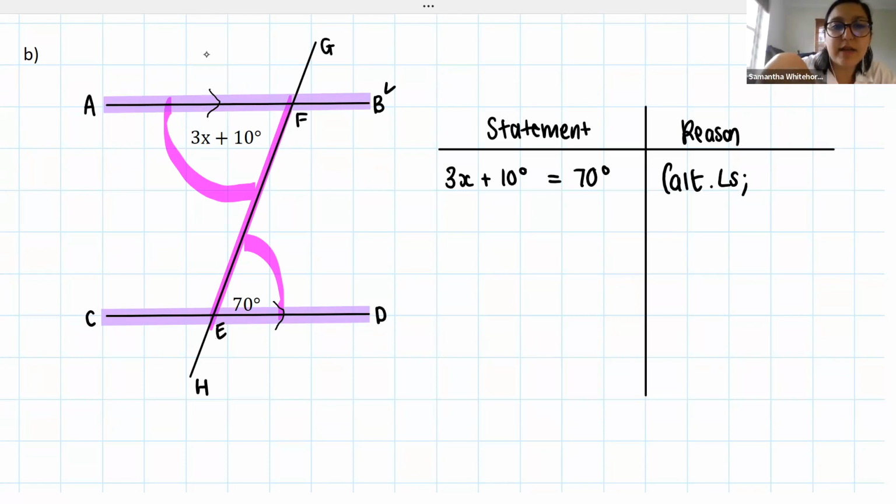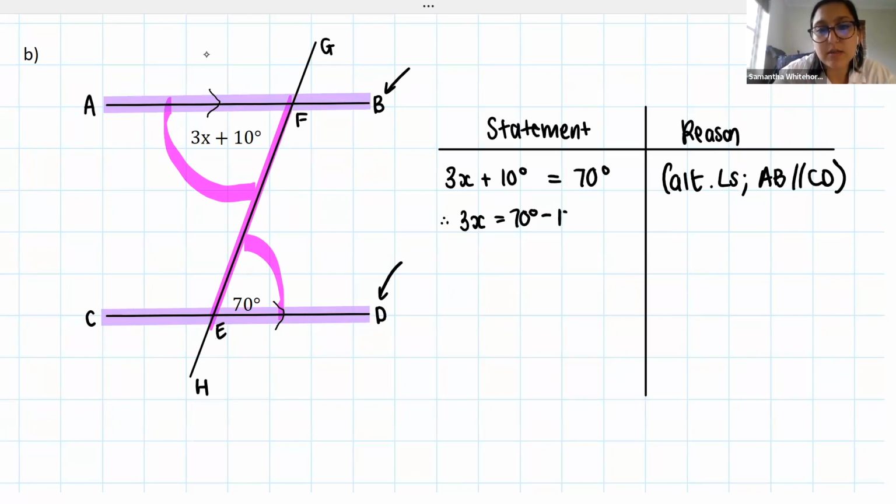Now, because we do have labels for our parallel lines, we can say that the line AB, from point A to point B, is parallel to the line CD. Once we know that, we solve our equation. We're back to algebra. So the first thing I'm going to do is subtract 10 on both sides, inverse operations. So 3x is equal to 60 degrees. We don't want 3x, we just want x. And so x is equal to 60 divided by 3, which is 20.